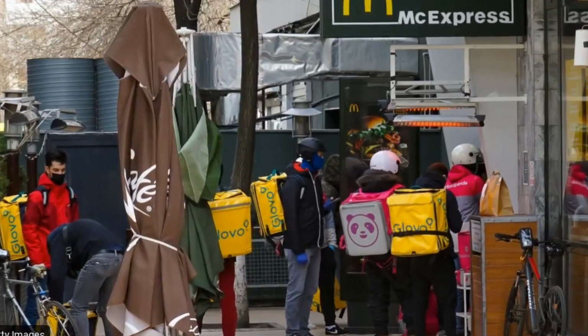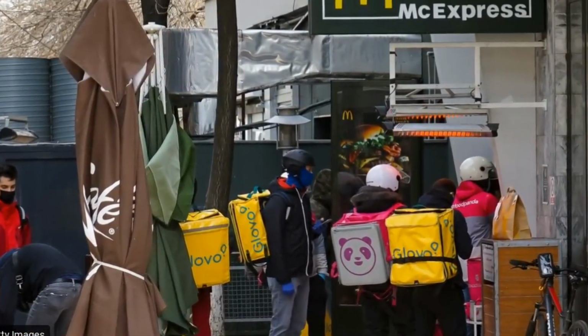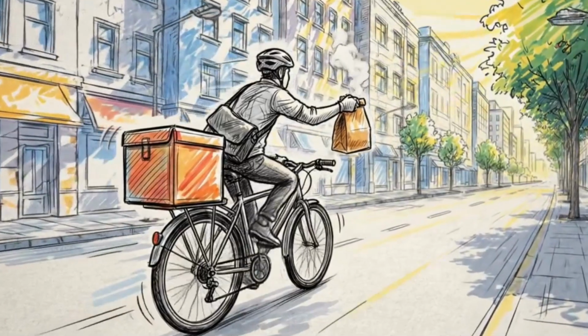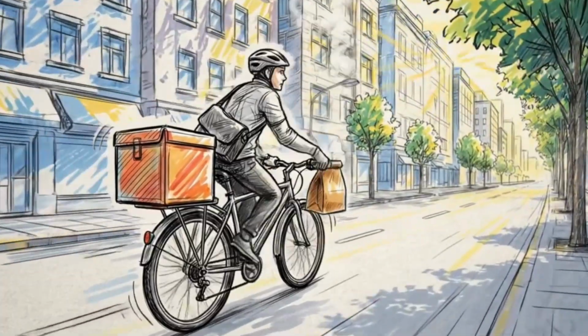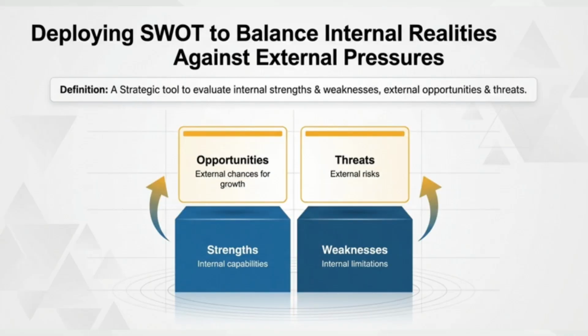This picture of delivery couriers lined up outside a restaurant shows the final respond step in action. The business pivots away from their dining room and adopts a delivery-centric model. Continuous scanning is the defining difference between a business that closes permanently and one that successfully identifies a new path forward. This slide breaks down a strategic tool called a SWOT analysis.